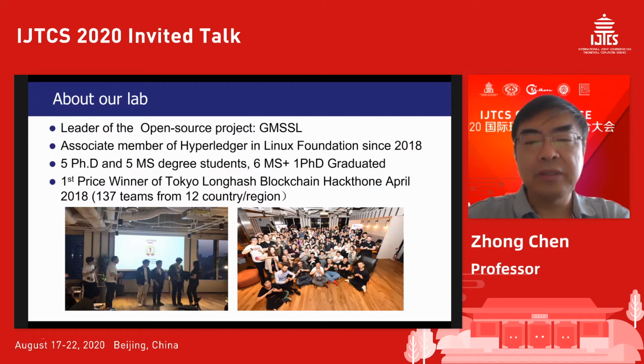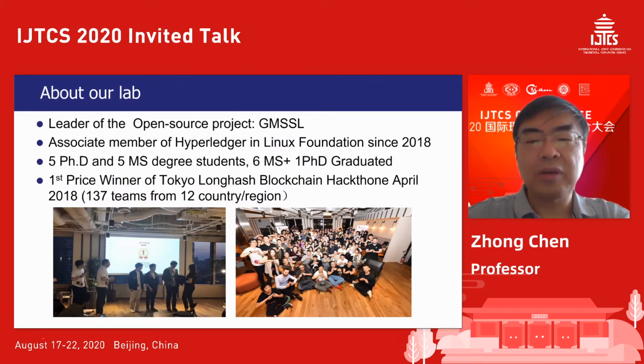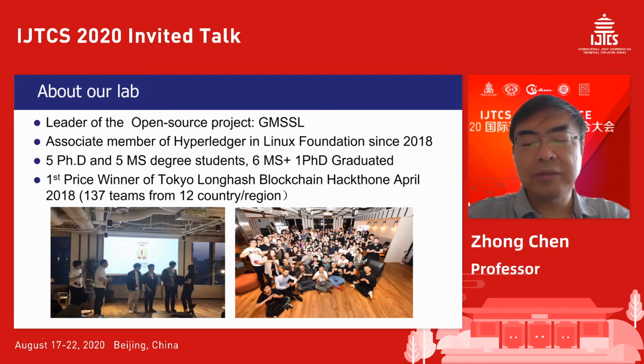This lab has 5 PhD students and 5 master degree students. They work in the blockchain and blockchain security area. Right now we have 6 master degree students graduated and 1 PhD student graduated this year. His name is Liu Chao, and he's also the team leader of the team. They won the first prize of the Tokyo Long Hash blockchain hackathon in April 2018.